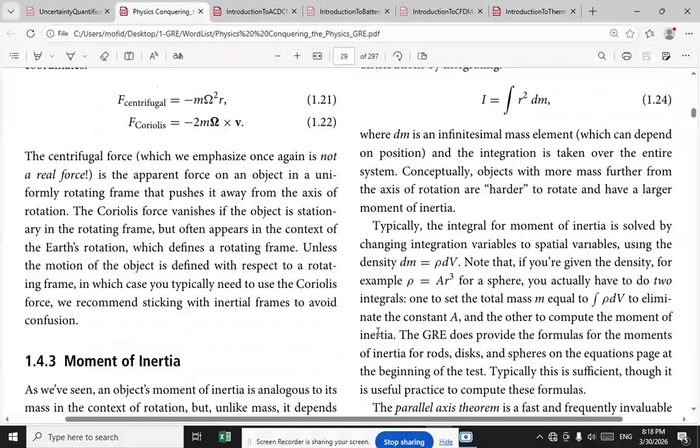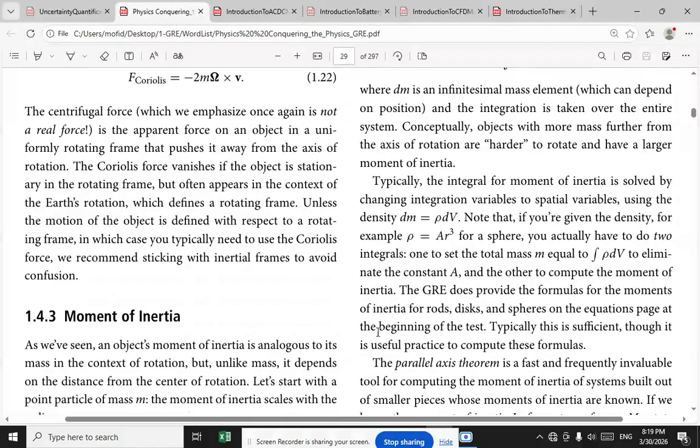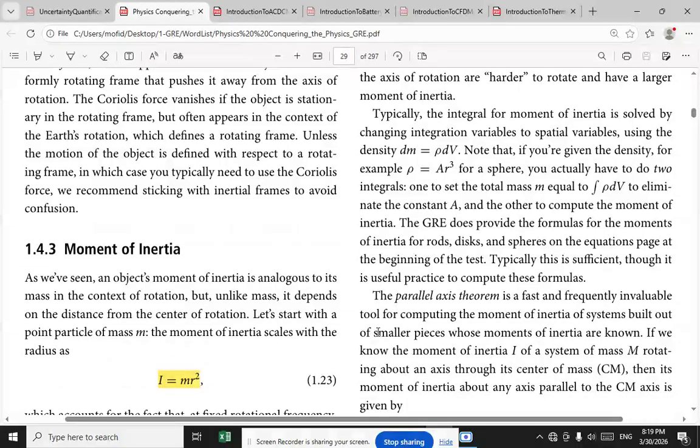Note that if you are given the density, for example, rho is equal to r to the power of 3 for a sphere, you actually have to do two integrals. One to set the total mass m equal to the integral of rho dV to eliminate the constant, and the other to compute the moment of inertia. The GRE does provide the formulas for the moments of inertia for rods, disks, and spheres on the equations page at the beginning of the test. Typically, that is sufficient, but it is useful practice to compute these formulas.